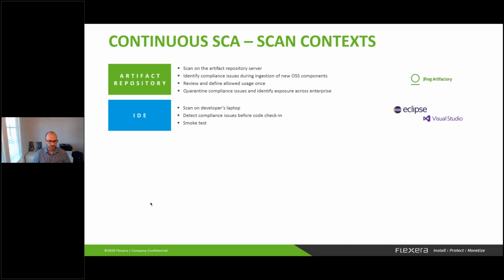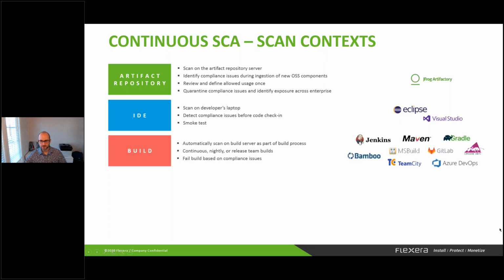Think of it as a smoke test, and it's an opportunity to let the developer know as early as possible that they are potentially modifying a manifest file that will bring in a version of a component that is known to have a security problem, and therefore go ahead and fix it right there, at the root of where this is happening.